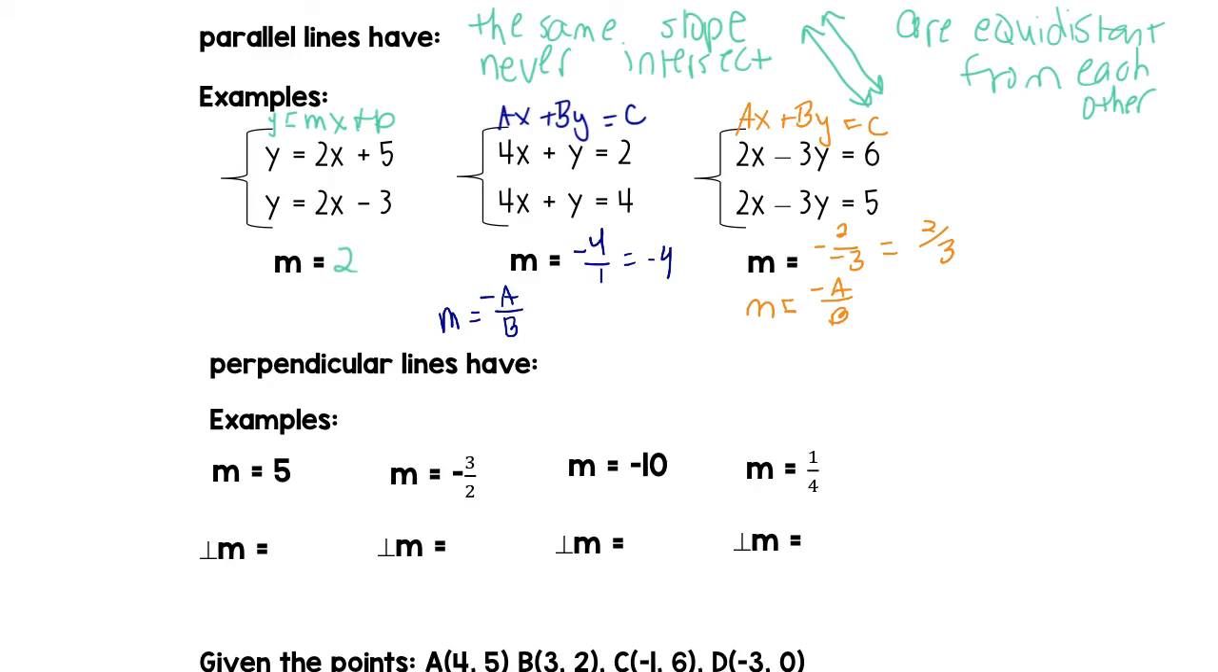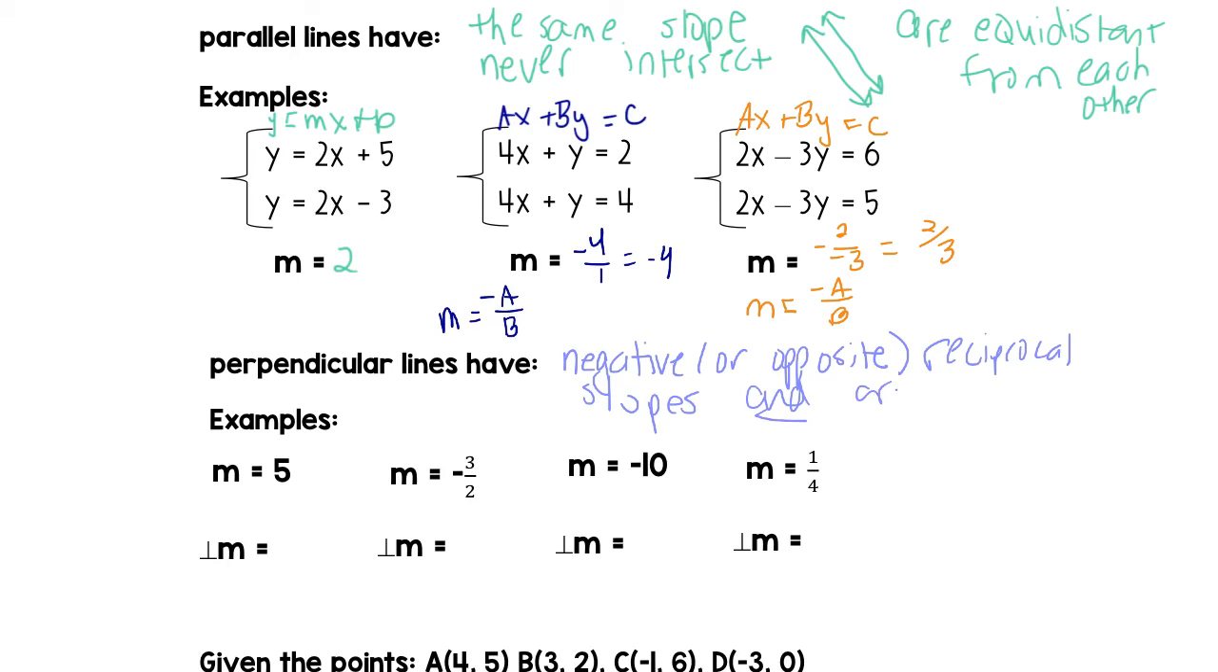Perpendicular lines have negative or opposite reciprocal slopes and create 90-degree angles. So they look like that.